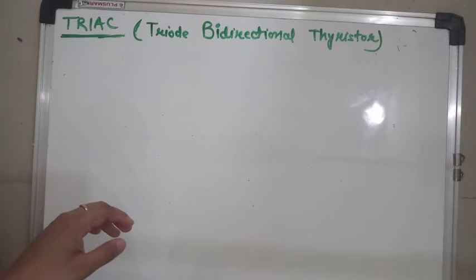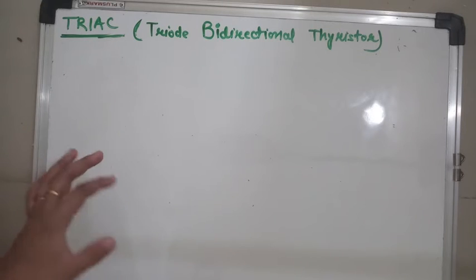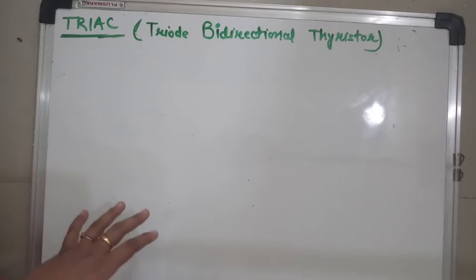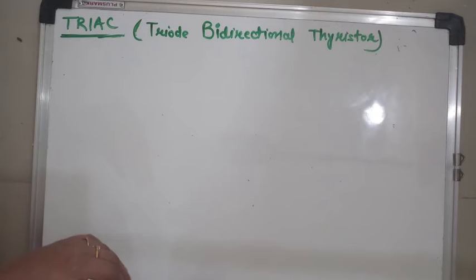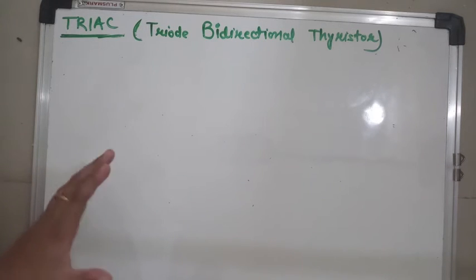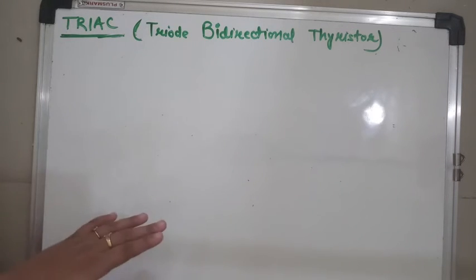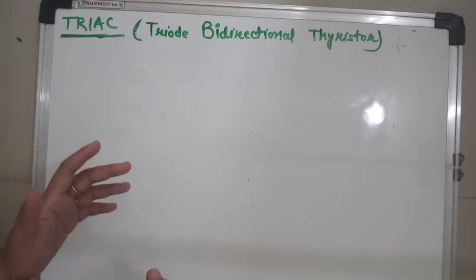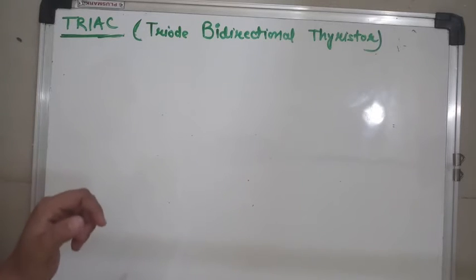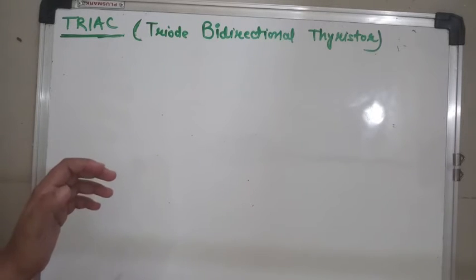So today I am going to discuss the triac: basic structure, equivalent circuit, VI characteristics and applications of a triac. Before starting to learn about the triac, you should know the basic difference between an SCR and a triac. As we know, SCR is a unidirectional device, whereas the triac is a bidirectional device, unlike an SCR.